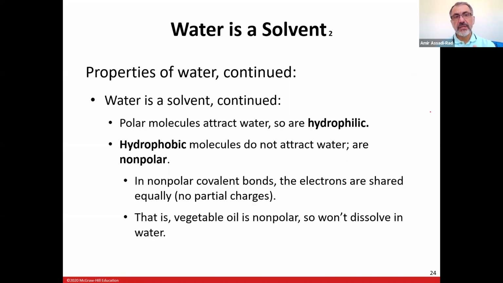Okay, properties of water continued again. Water is a solvent continued. Polar molecules attract water, so hydrophilic, as you know, and in your prefixes and suffixes, hydro means water. And philic means love, like, if you would. So polar molecules attract water, and the molecules that have one end positive, one end negative, of course they love water, because one end of water is positive, one end of water is negative, and the negative end of the water goes toward the positive end of the other molecule, and the positive end of the water molecule goes to the negative. I already said that. The negative end of the water molecule goes to the positive end.